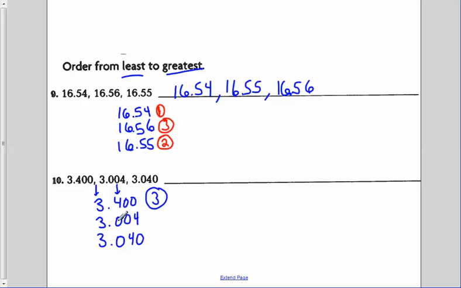So let's compare the next ones. 0 and 0 in my tenths, so I look to the next digit. I have a 0 and a 4. Well, 0 is less than 4, so that must mean that that is my first one, and then 3 and 40 thousandths is my second. So to write these out, I have 3 and 4 thousandths is my first, followed by 3 and 40 thousandths, followed by 3 and 400 thousandths. That's the end of comparing and ordering decimals. Let me know if you have any questions.